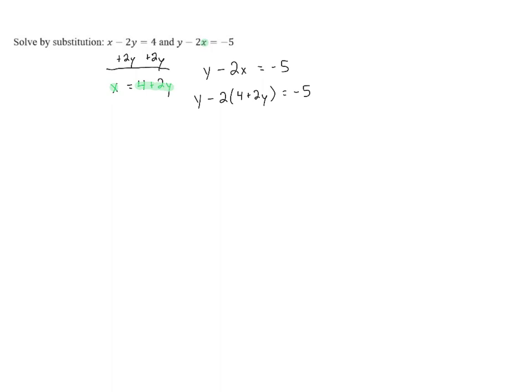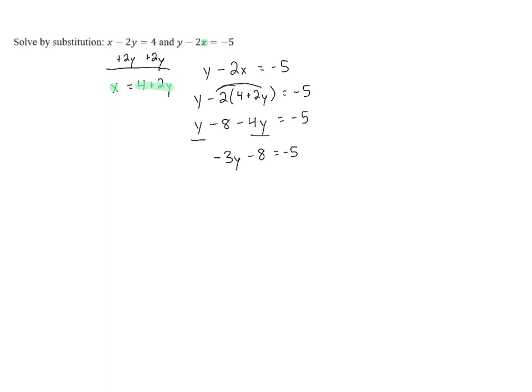The first step in solving for y is going to be distributing that negative 2 to the 4 and to the 2y. When we do that, we still have the y there, and then negative 2 times 4 is negative 8, and negative 2 times 2y is negative 4y. So we have y minus 8 minus 4y equals negative 5. We can combine like terms on the left. Y minus 4y is negative 3y. So we've got negative 3y minus 8 equals negative 5.